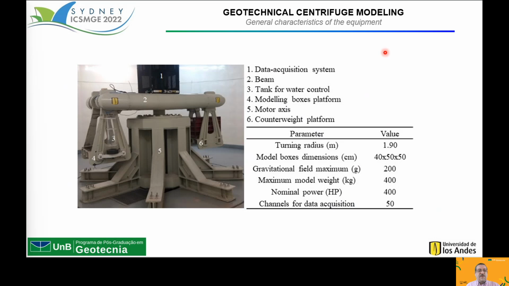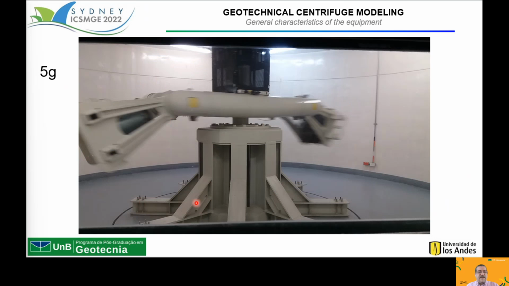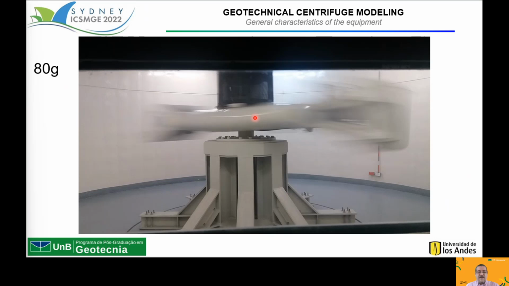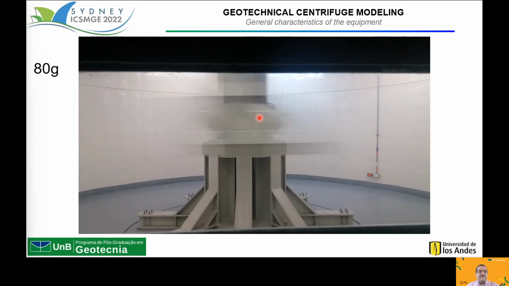The centrifuge equipment that we used was the equipment of the University of Los Andes. It's a beam centrifuge with a turning radius of 1.9 meters, a maximum gravity field of 200 Gs, and a maximum model weight of 400 kilograms. Here we are going to see the centrifuge at an acceleration of 5 Gs, very slow. And here we can see the centrifugal acceleration of 80 Gs.